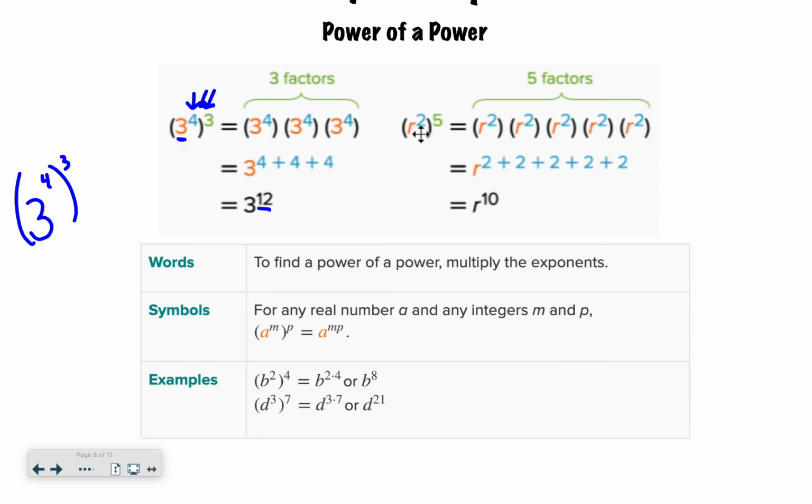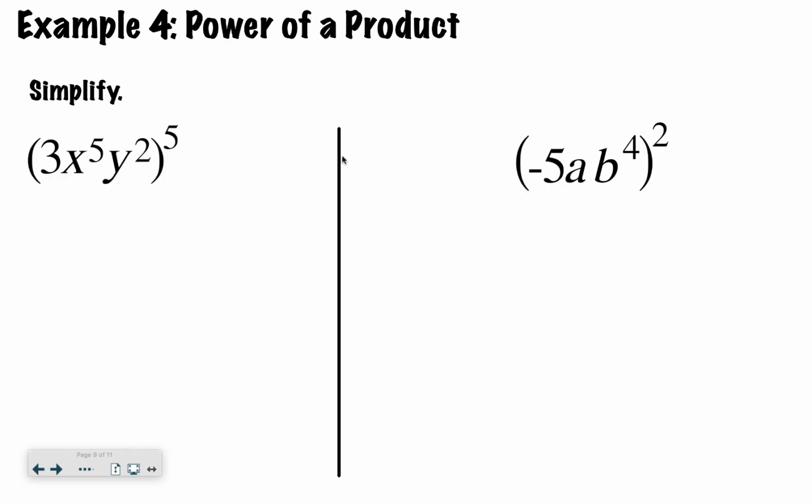Okay, and then same idea over here. I have r squared to the 5th. So I have r squared times r squared times r squared times r squared times r squared. Say that 5 times fast. I couldn't. And then you're going to just say, okay, 2 plus 2 plus 2 plus 2 plus 2. That's 10. Or I could have saved myself a lot of trouble and just said, what's 2 times 5? It's 10. Boom, done. Cut out all these middle steps. Okay, so when you have power to power, you multiply. Well, let's try a few.